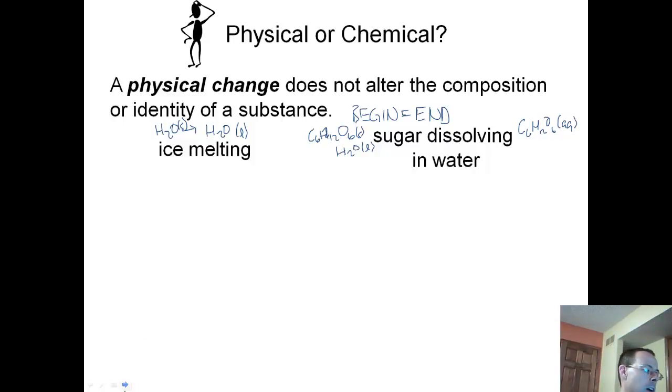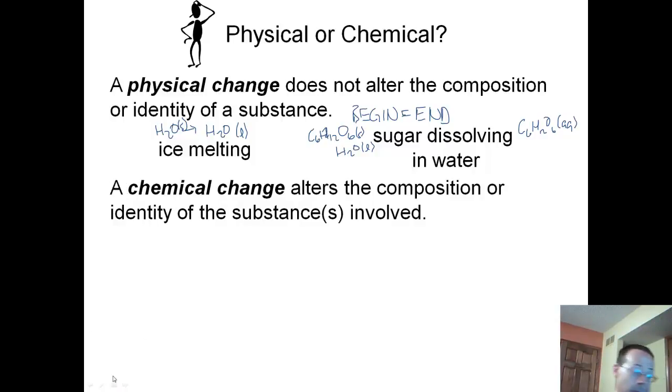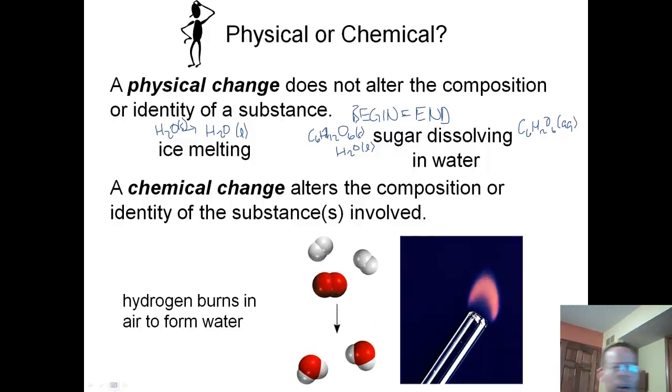Okay? Chemical changes are a little bit different. In a chemical change, the composition of our substance or substances are altered. Alright, and a great example of this is the combustion of hydrogen. So here is kind of a molecular view of what's happening if we have some hydrogen and we light it on fire in the presence of oxygen, or just in air, because there's plenty of oxygen in air.